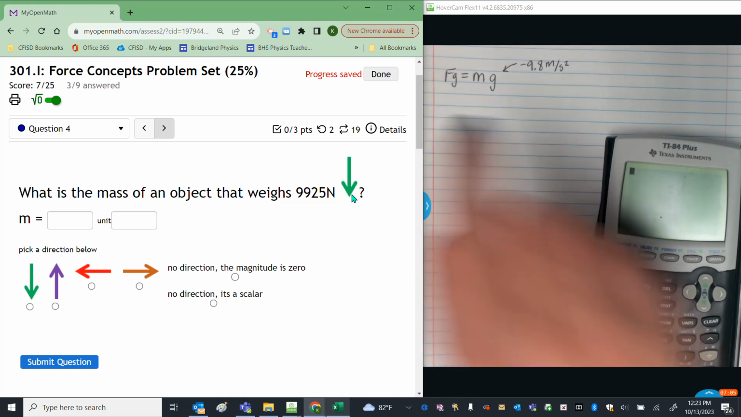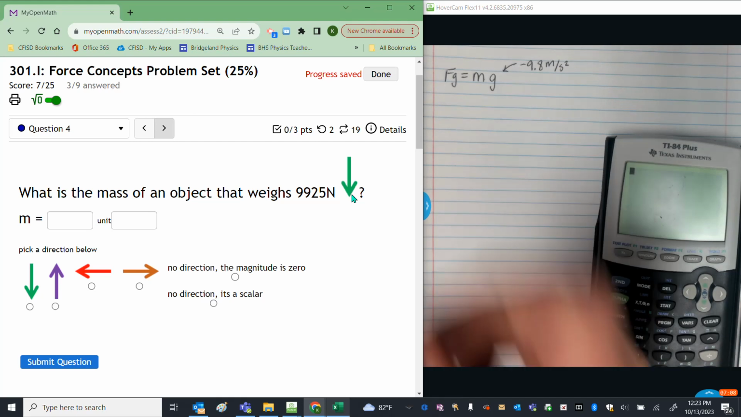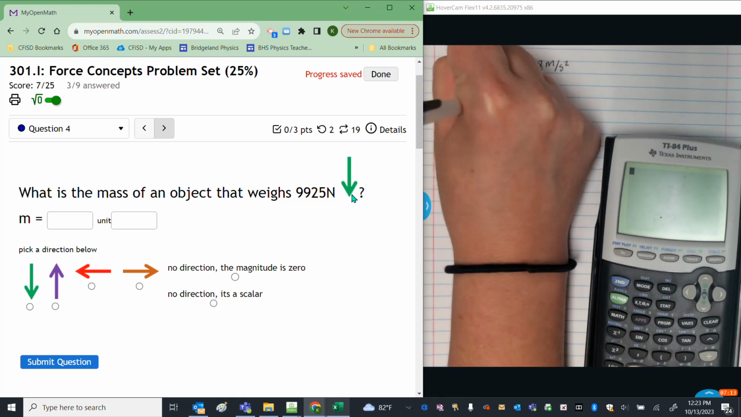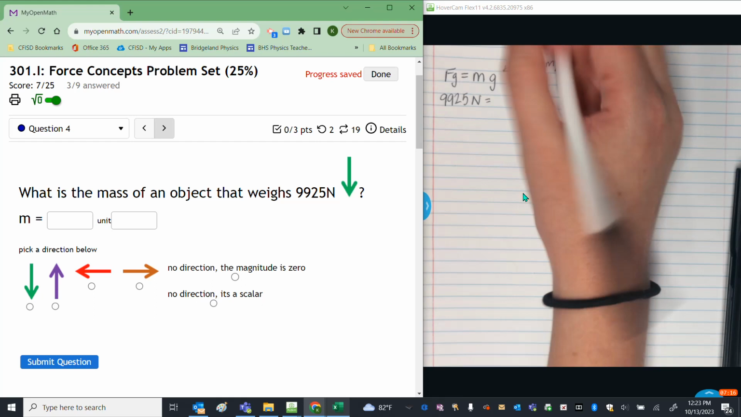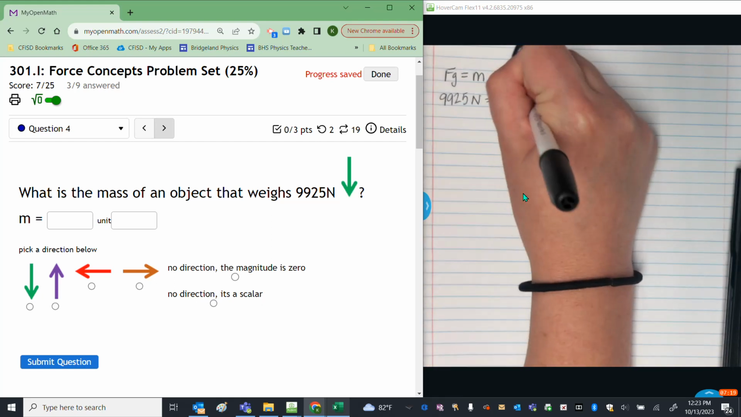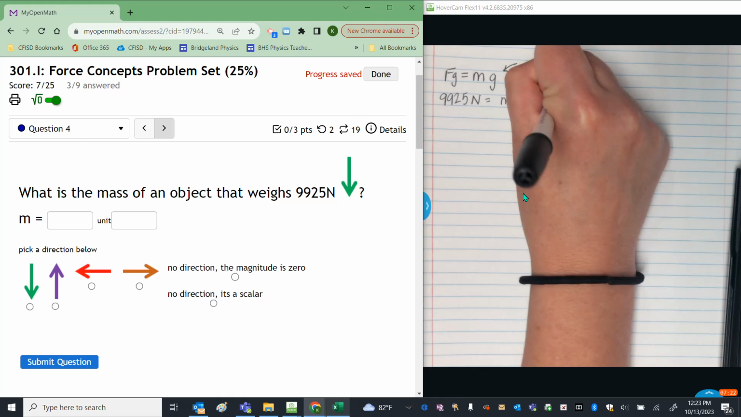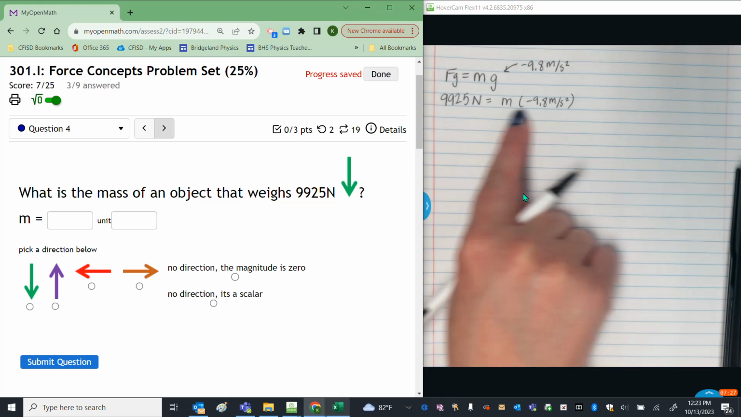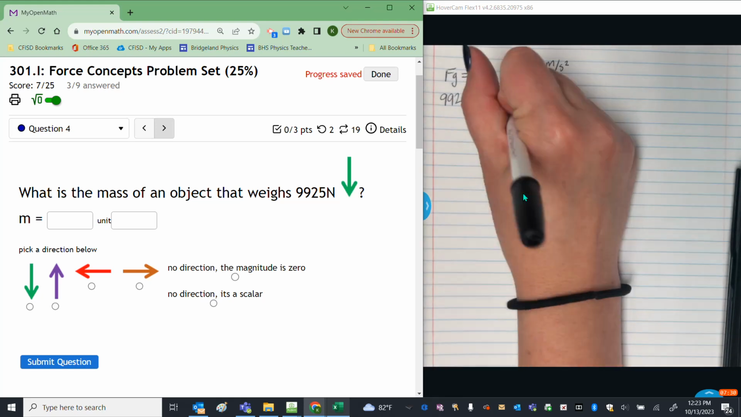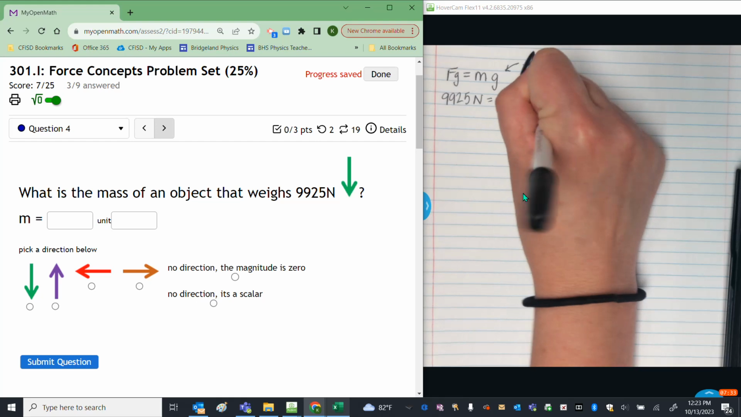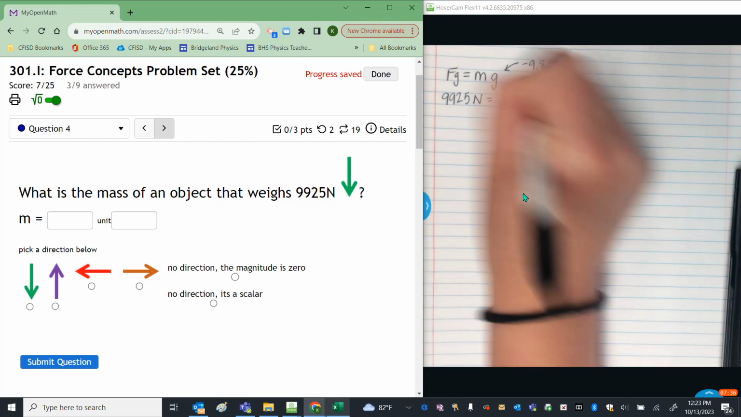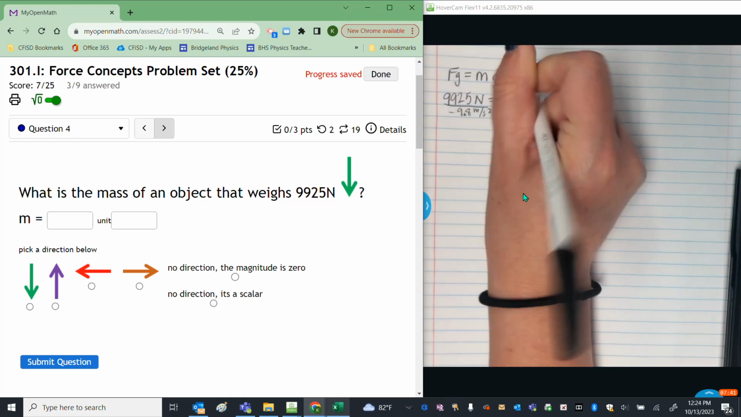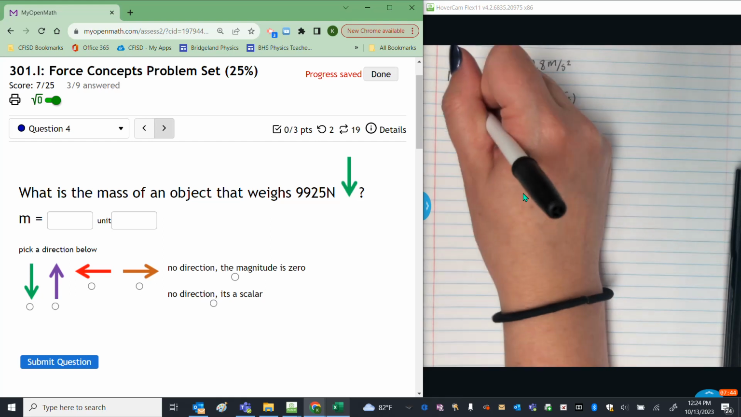So this weight, 9,925 newtons, equals the mass, which is what I'm trying to find, times gravitational acceleration, which is negative 9.8 meters per second squared. In order to isolate this variable, these are currently being multiplied. I need to divide both sides by negative 9.8. And that cancels here, and so this is what goes in my calculator, just the numbers.